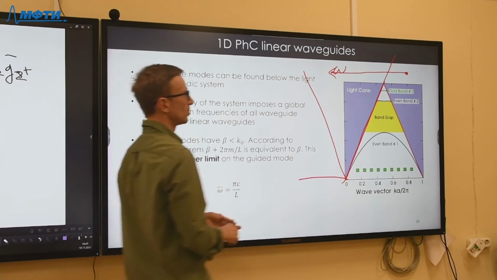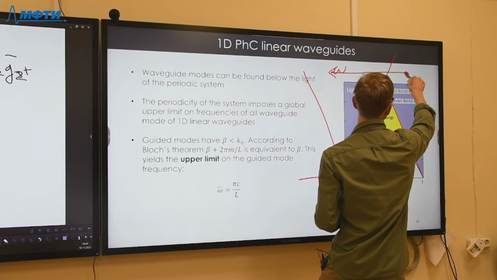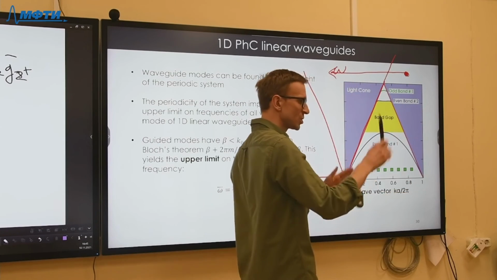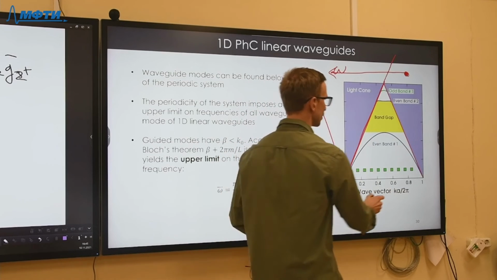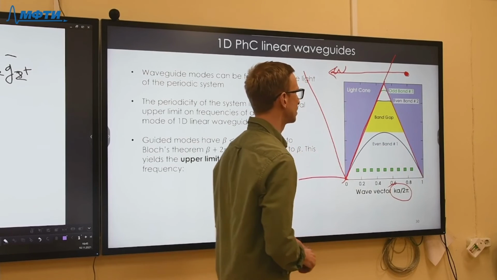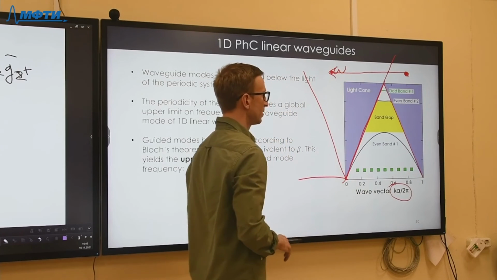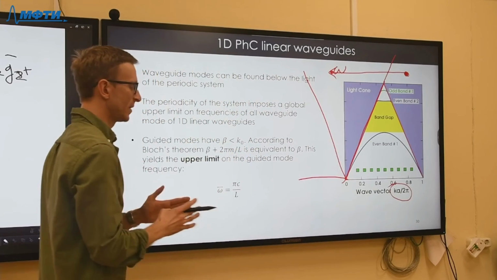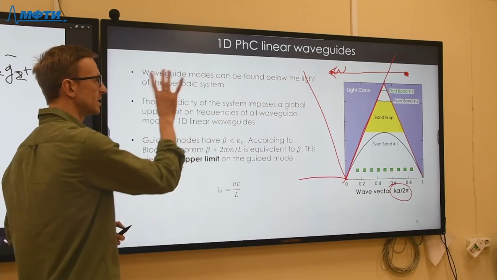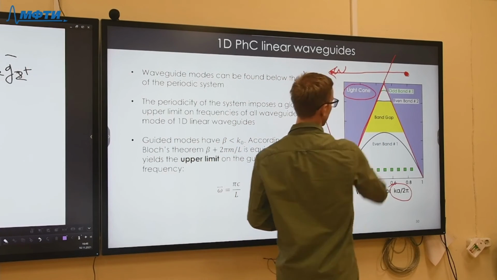So this mode, despite that it is seemingly located below the light line and radiation should be forbidden, is not forbidden. Because if we only shift its wave vector by an appropriate number of reciprocal vectors, it goes above the light line. And it clearly shows us that this mode will not be confined to the waveguide and it will radiate. So this is located within the continuum of solutions, within the light cone.